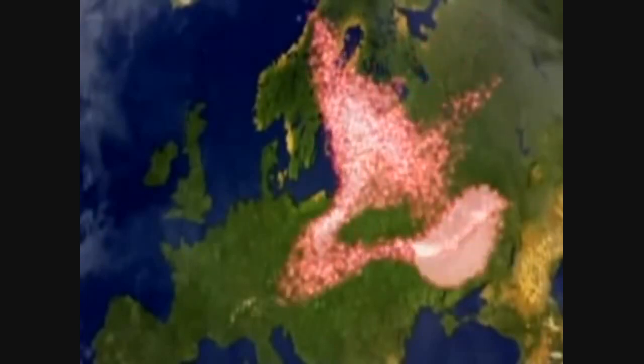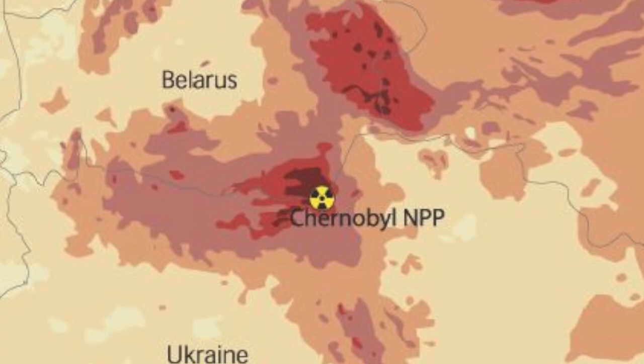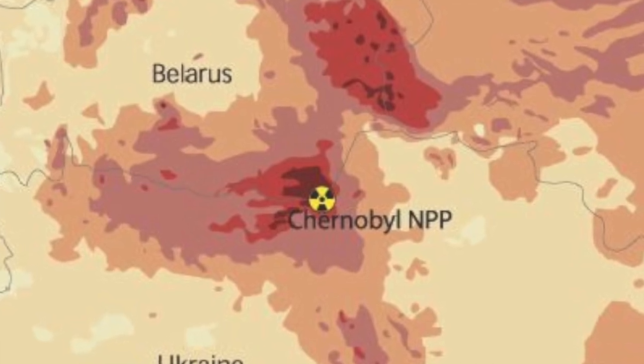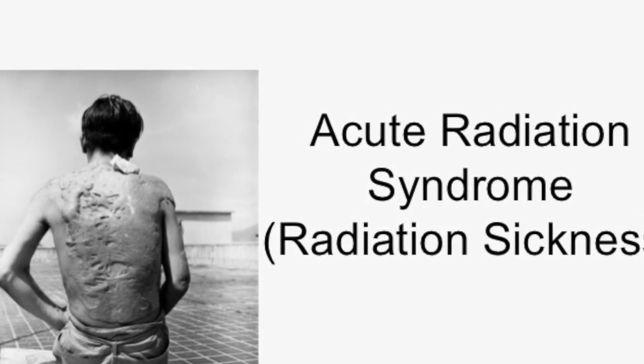Radioactive clouds spread over the better part of Europe and the Northern Hemisphere, but the greatest contamination occurred around Ukraine, Belarus, and Russia. After the incident, 134 workers from the nuclear power plant were diagnosed with ARS, also known as acute radiation syndrome, and within the first 4 months of the accident, 28 of the workers died.